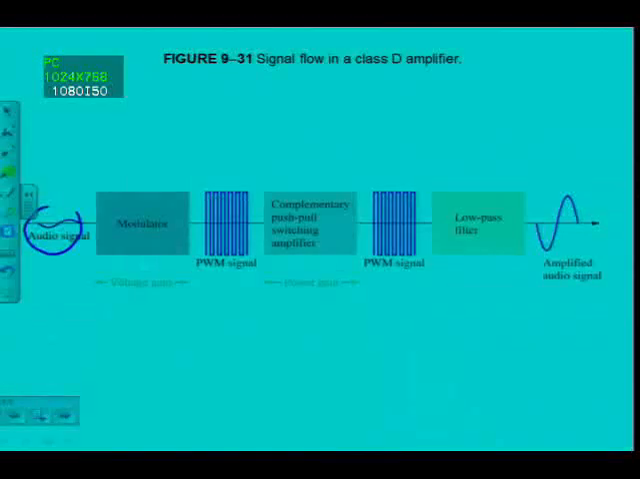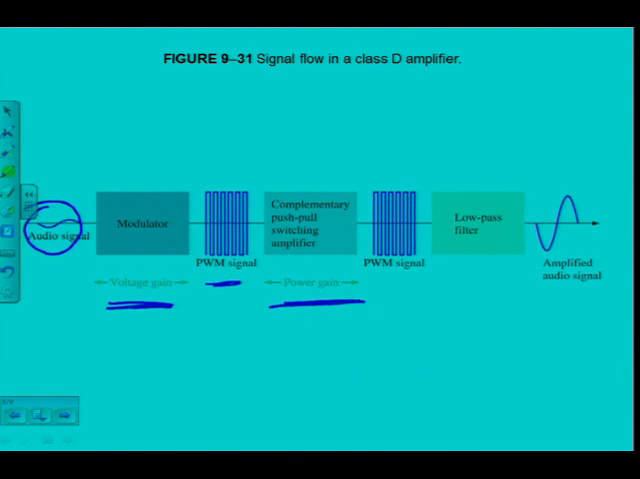There's my small audio input signal, my three stages there. The modulator, there's the pulse width modulated signal, complementary push-pull where I get my power gain. With the pulse width modulated signal again, and then of course the low pass filter gets rid of the unwanted frequencies, and I have lastly my amplified audio signal, as you can see, amplified from my input signal. So that's the complete class D amplifier.